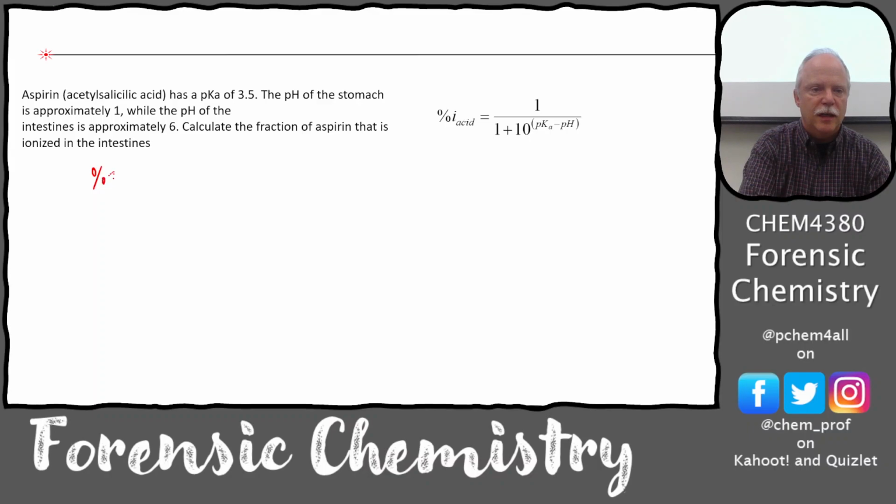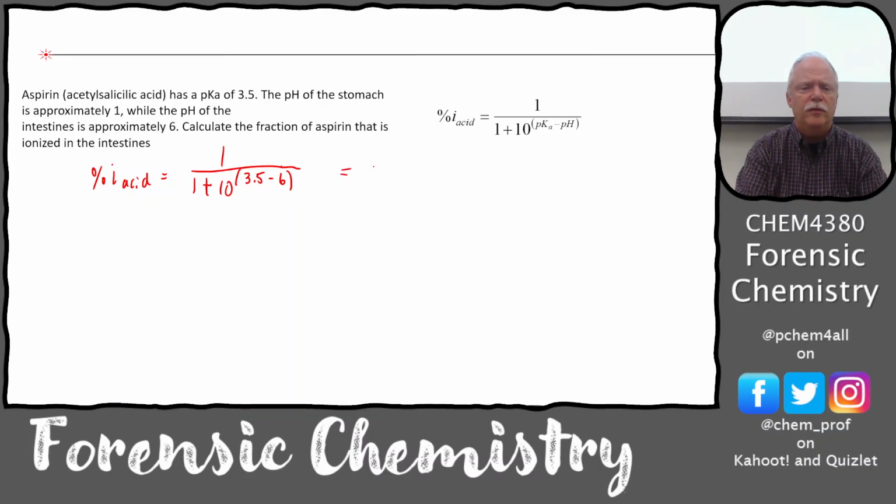So percent ionized for an acid is equal to 1 over 1 plus 10 to the pKa, which is 3.5, minus the pH, which is 6. So that's 10 to the minus 2.5. So 1 over 1 plus 10 to the minus 2.5. Is that correct? If you're looking at that, I'm adding 0.00-something to 1 in the denominator, so this is roughly equal to 1, which would be 100%. So it's very close to 100% ionized in the intestines.